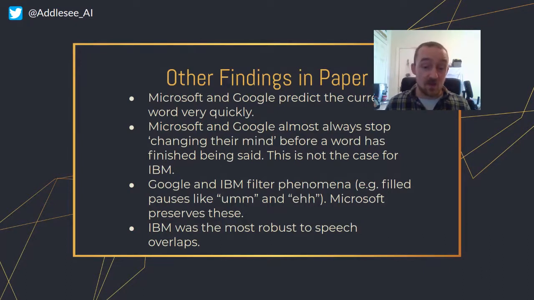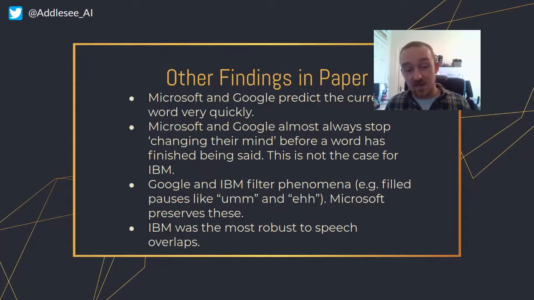Google and IBM also filter these phenomena that I'm talking about, so ums and ehs. If I said "the, um, phone is on the table," IBM and Google would output "the phone is on the table," which is great for captioning Zoom calls where you don't want lots of extra tokens in the text. It's a bit messy. But for our use case, where the um could indicate confusion with someone who has a cognitive impairment, it's very, very useful, and we want to keep that. And Microsoft preserves those filled pauses.